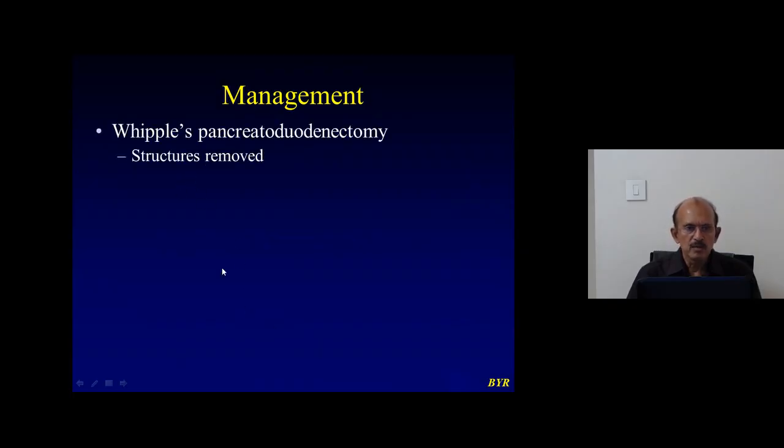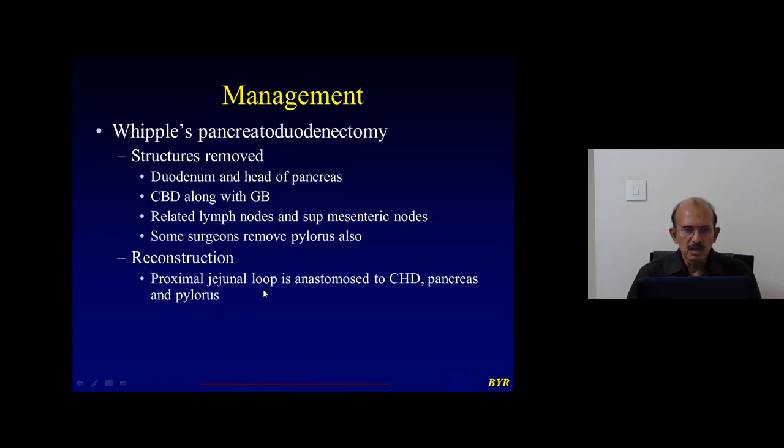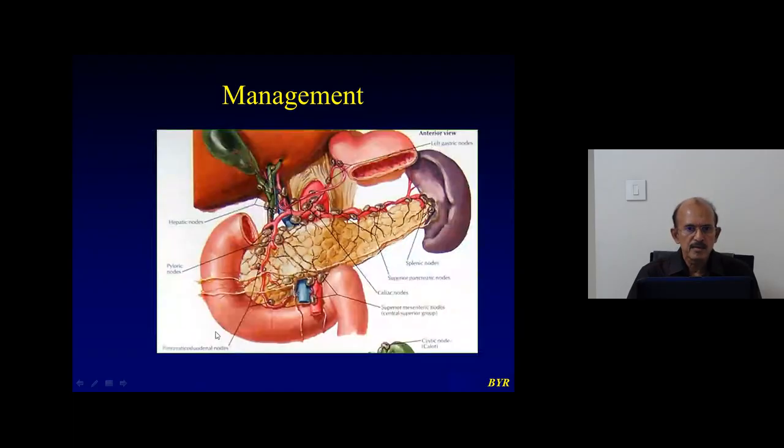The structures removed: duodenum and head of the pancreas, common bile duct along with gallbladder, related lymph nodes and superior mesenteric lymph nodes. Some surgeons remove the pylorus of the stomach also. Reconstruction: proximal jejunal loop is anastomosed to the common hepatic duct, pancreas, and pylorus. I will explain the procedure in these slides.